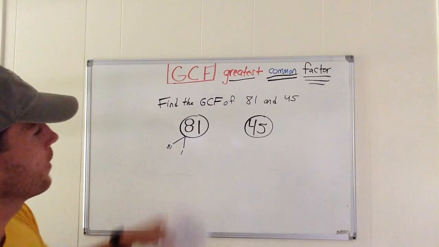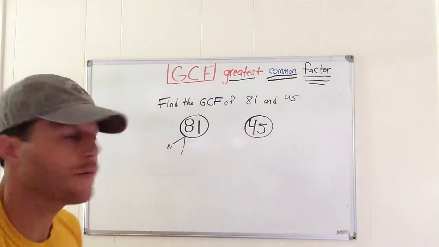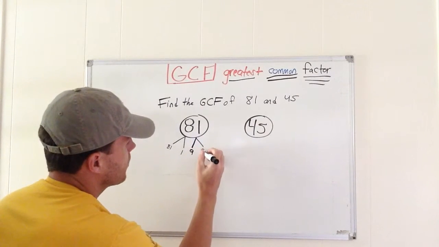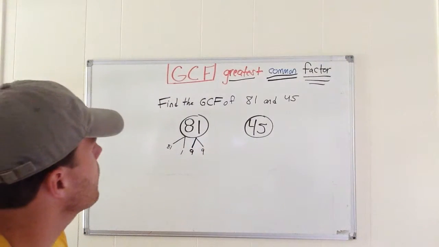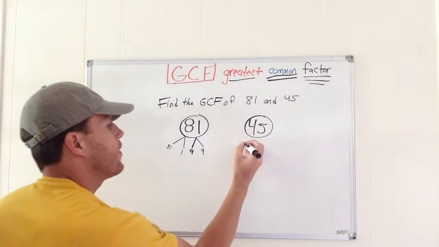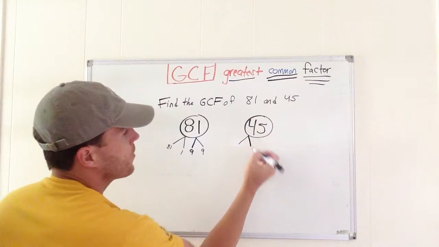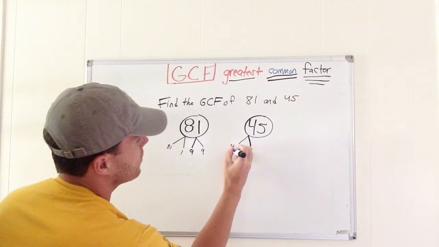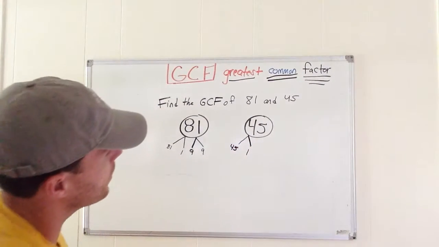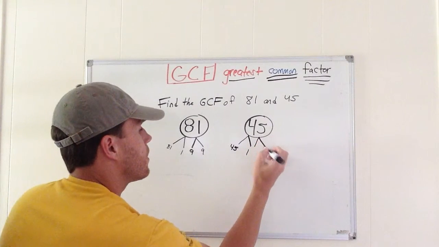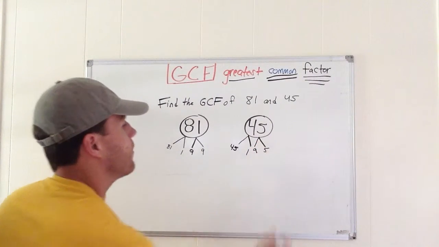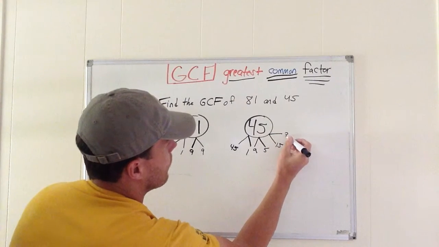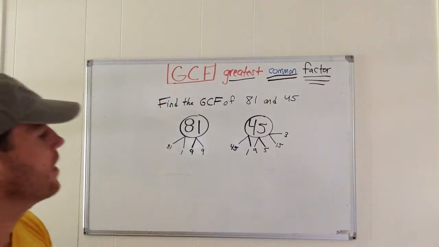So 81 and 1. Other numbers that go into 81 are 9 multiplied by 9. And honestly, I think that's it. So go over here to 45 and do the same thing. What two numbers go into 45 when you multiply them together? Those are called factors. 45 multiplied by 1. Other ones are 9 multiplied by 5. Other ones are 15 multiplied by 3. And looks like that's it.